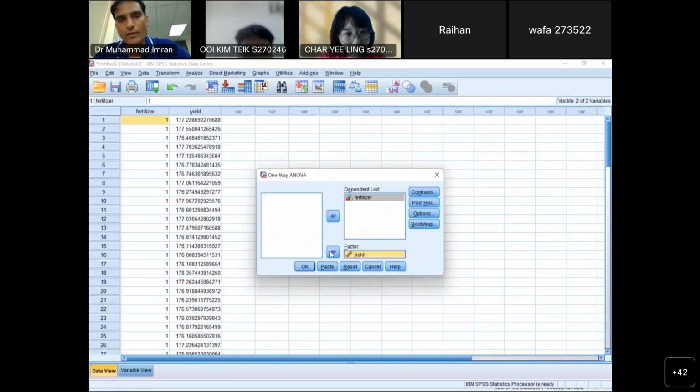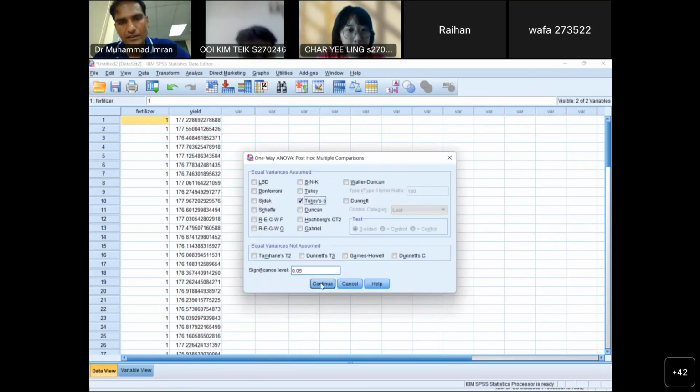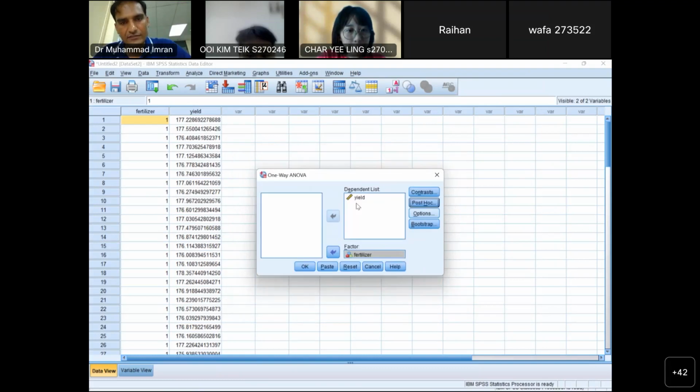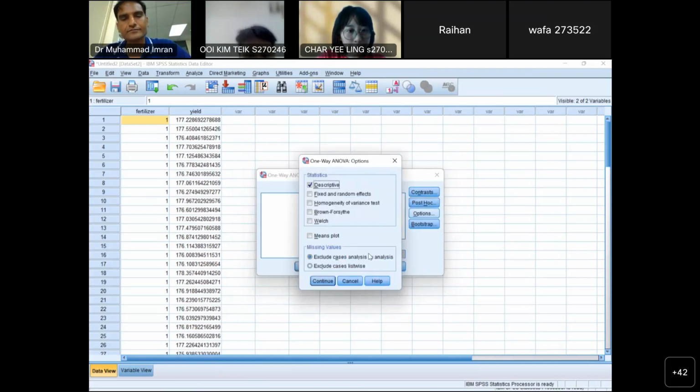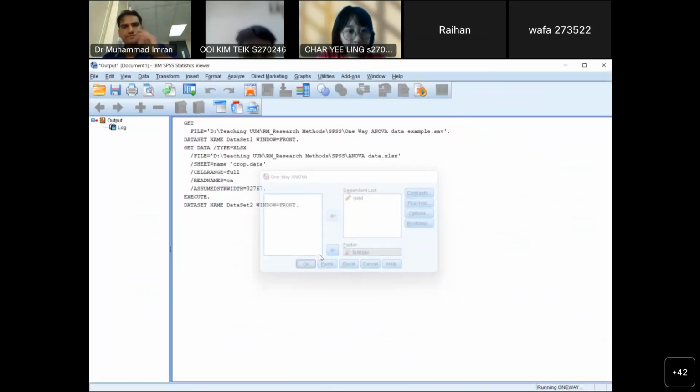Yeah, no, my DV is yield. DV, dependent, goes here, and this is the factor, or maybe IV. Then go here and continue. The other one is descriptive analysis as well. Okay, now the result will come.